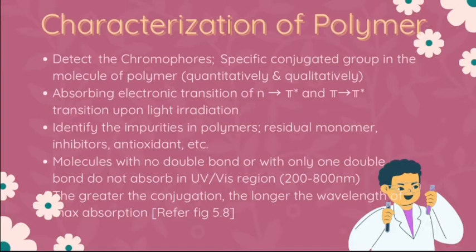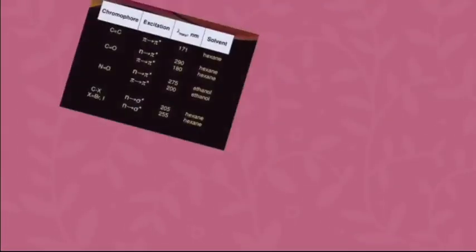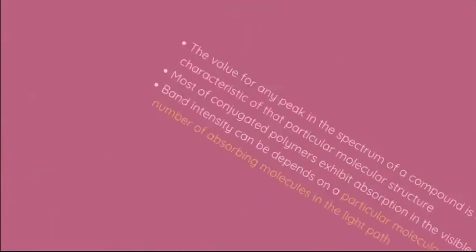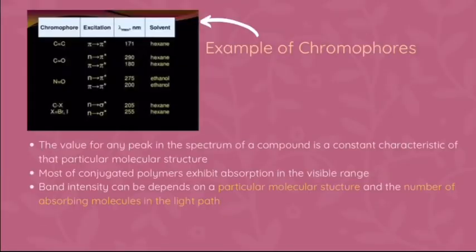It will identify the impurities in polymers such as residual monomer, inhibitors, antioxidant, etc. But it will not absorb molecules with no double bond or with only one double bond. And the greater the conjugation will give a longer wavelength of maximum absorption. Here are some examples of chromophore, which consist of alkene group, carbonyl group, nitrosyl group, and halogen.